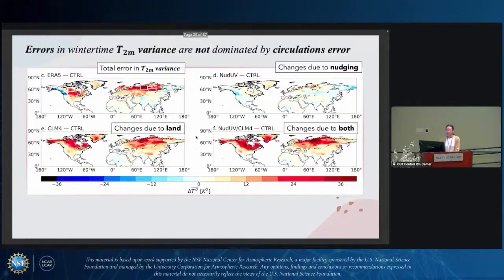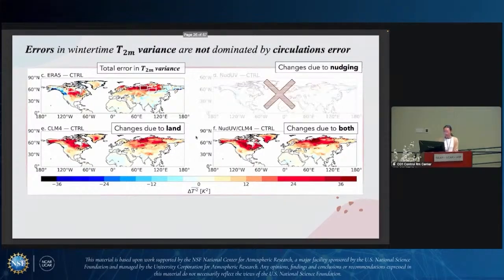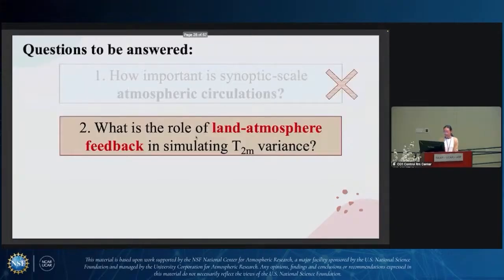However, if we look at the 2 sensitivity experiments where the land is involved, we do see a significant increase in the temperature variance when the older land model is employed. And these results are broadly consistent with Simpson et al. So now we know that, to address the errors, the synoptic scale atmospheric circulations aren't that important. So from the previous slides, we sense the importance of the processes due to land.